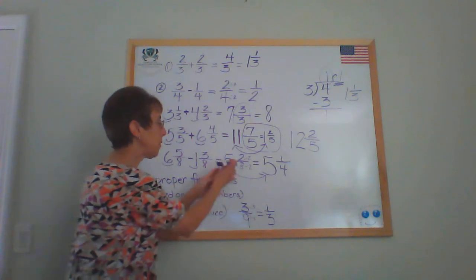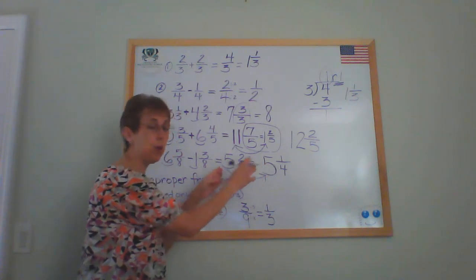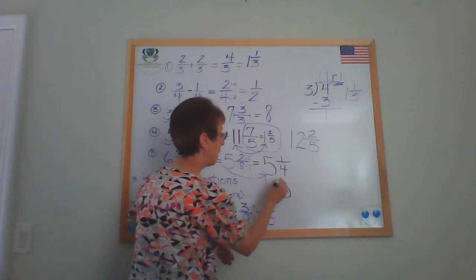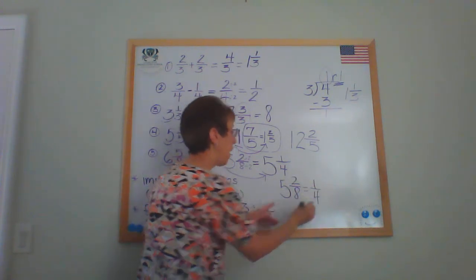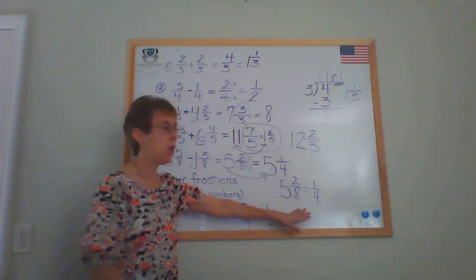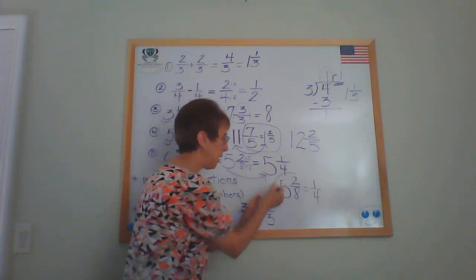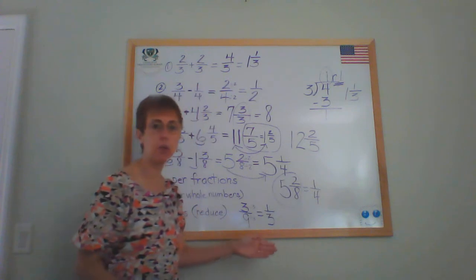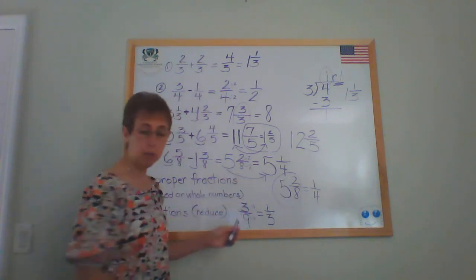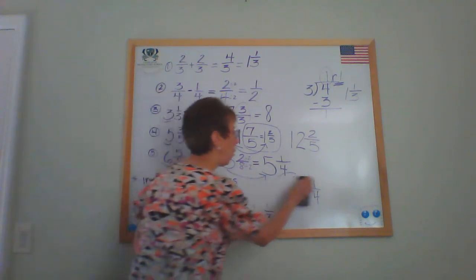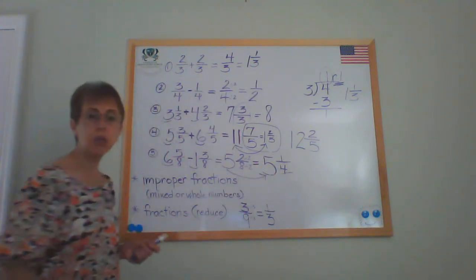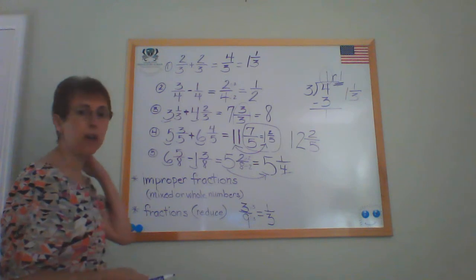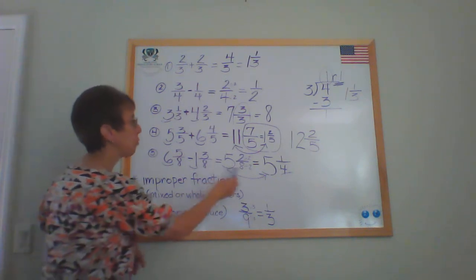But please remember, as I said, carry that whole number over, because often I'll get this, 5 and 2/8 equals 1/4. And that's really incorrect, because 5 and 2/8, this mixed number, is not equal to 1/4. So you need to make sure that you're carrying over that whole number first and then reduce the fraction so that you end up with 5 and 1/4. Okay, so that's really important.